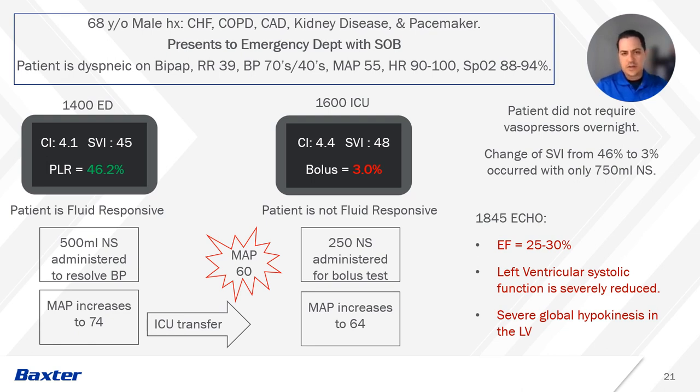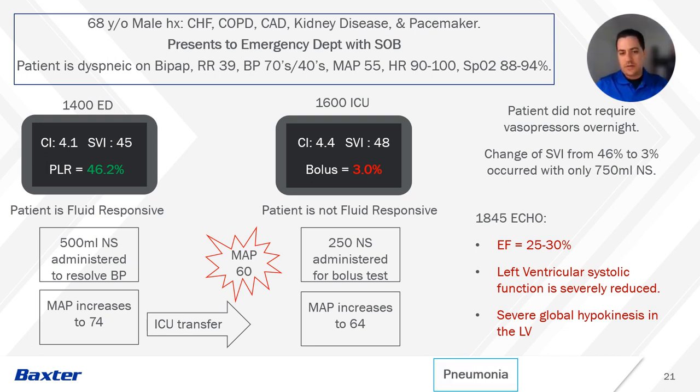Later on that evening, Echo came by and did a scan and confirmed some things that we may already know, but the EF was 25 to 30%, left ventricular systolic function is severely reduced, and global hypokinesis of the LV. But I have a question for you.